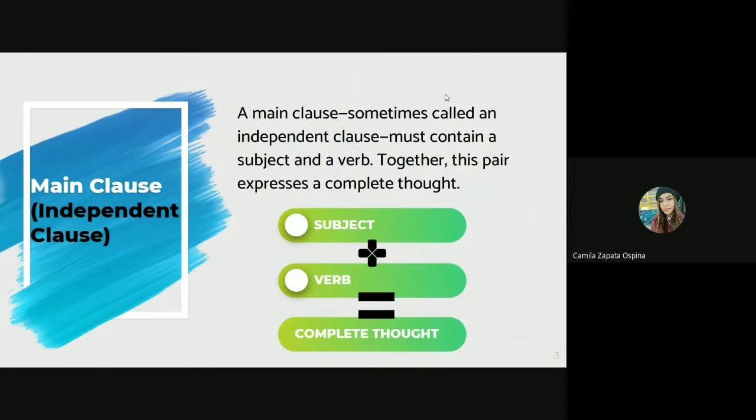So, the main clause. Every single sentence has a main clause. It's the main idea of a sentence. The main clause can make sense on its own. So let's take a look at some examples.